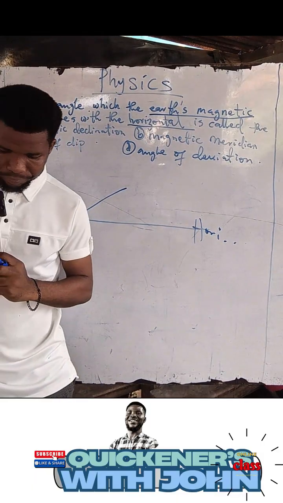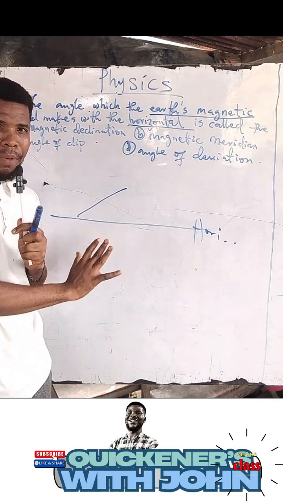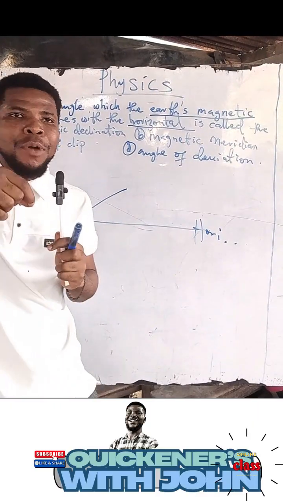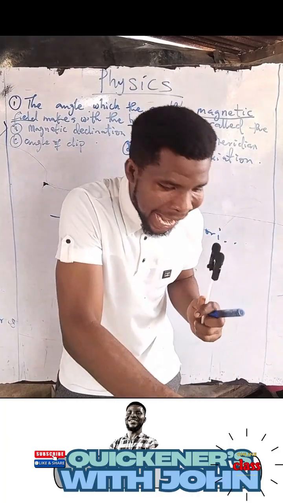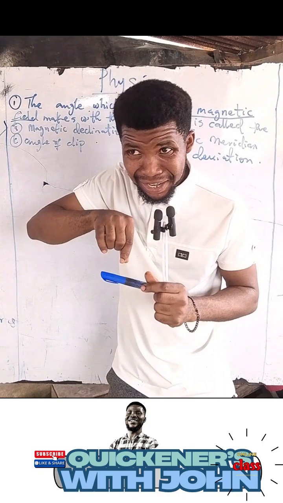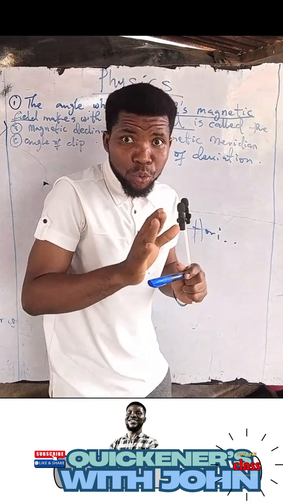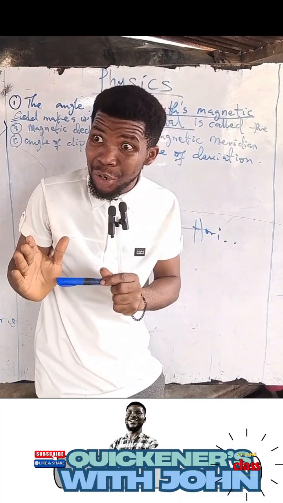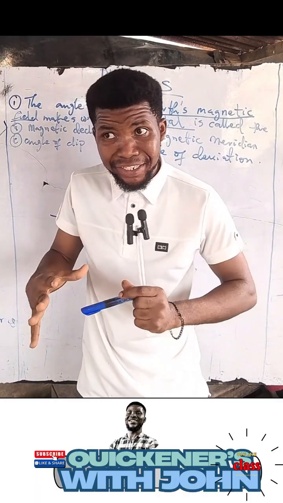Now listen. Some of you don't understand this whole thing. Maybe you are seeing this for the first time. Whenever you have a magnetic needle, and you suspend it freely with a cord, what will happen? It will settle to the magnetic north and south pole, depending on your position on the earth.